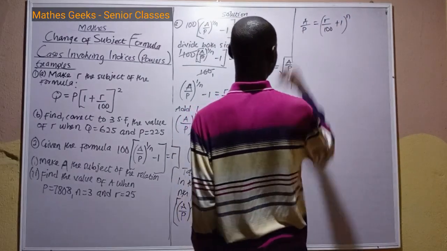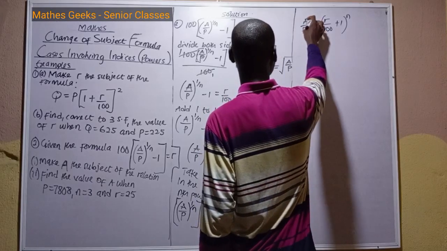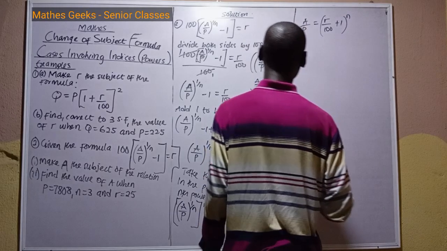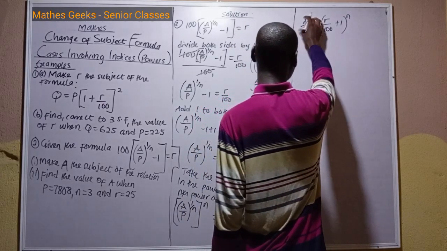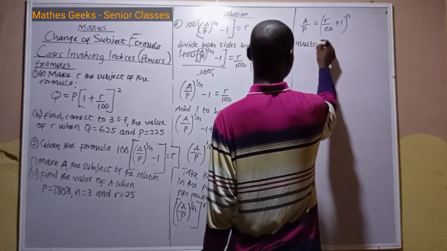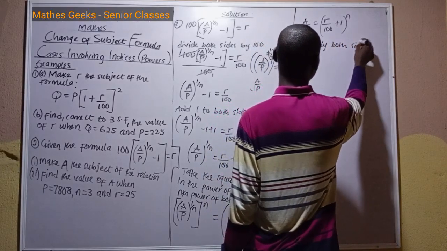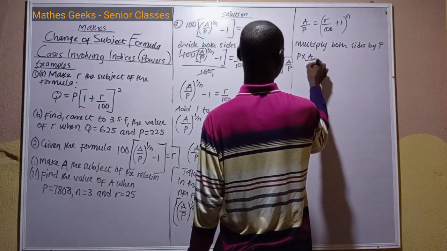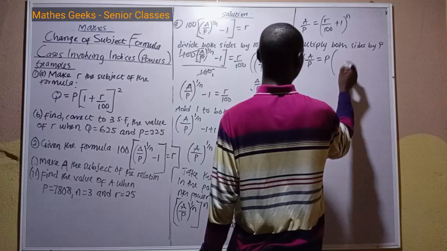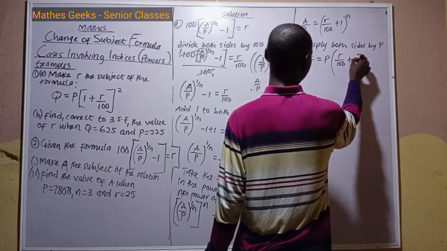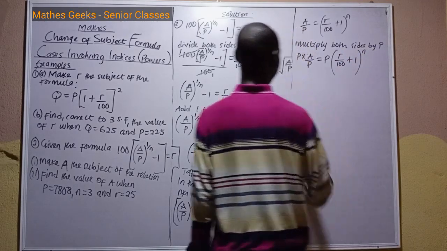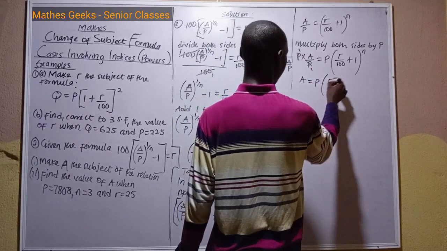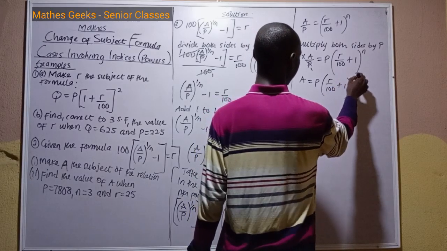Since I'm making a solid formula, we need to eliminate p. The relationship between a and p is division, so to undo division, in order for p to be taken away from here, we need to multiply both sides by p. So p times a over p equals p bracket r over 100 plus 1 raised to the power of n. p here 1, p here 1, a is equal to p r over 100 plus 1 raised to the power of n.